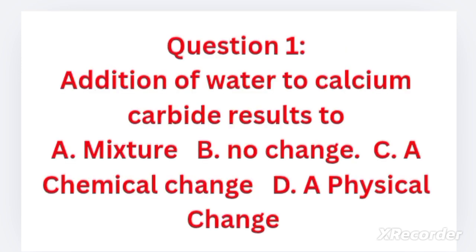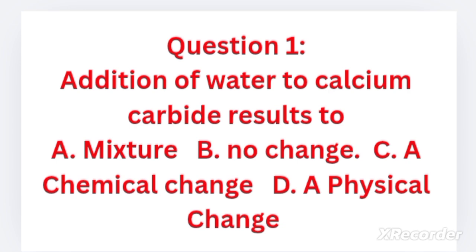First question says that addition of water to calcium carbide results in, the correct answer is, a chemical change. Now, a chemical change is that type of change that is irreversible, and new substances are formed. A physical change is that type of change in which no new substance is formed, and it is easily reversible.